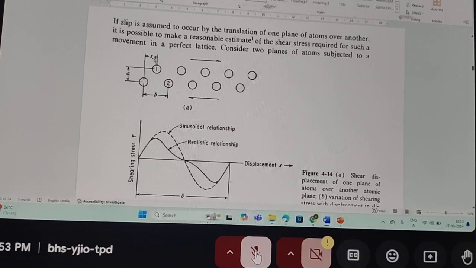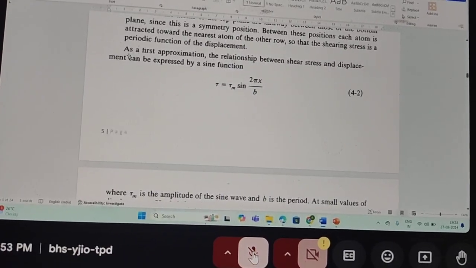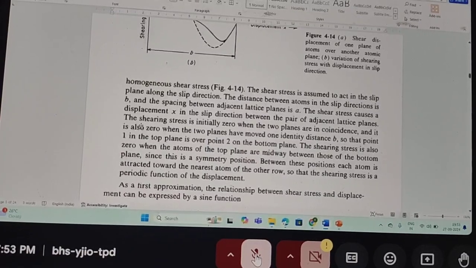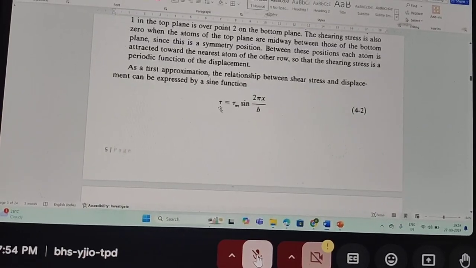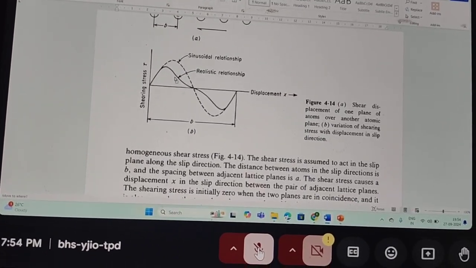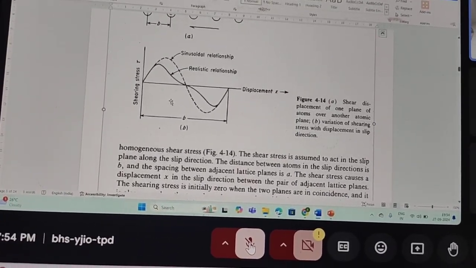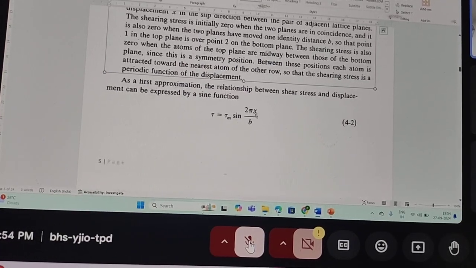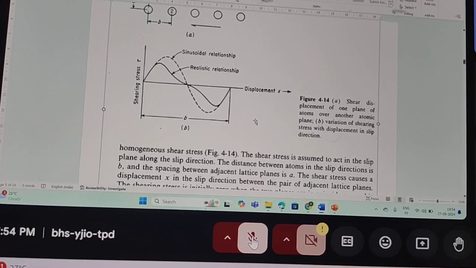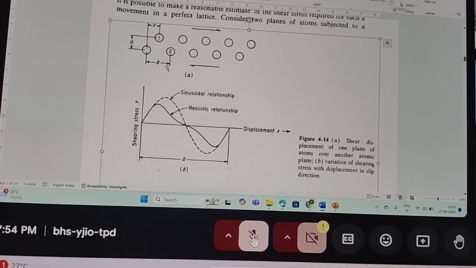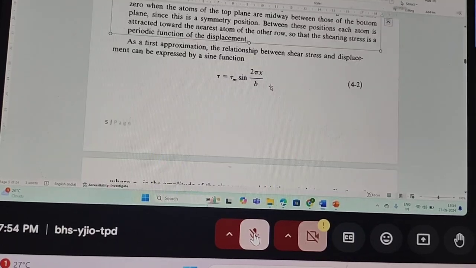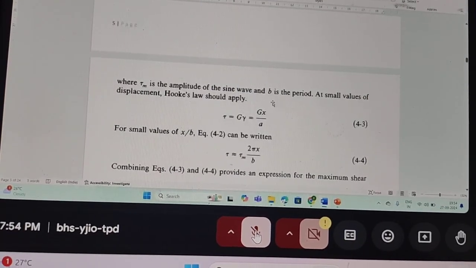Now there is a simple mathematics. The first approximation, this sinusoidal curve, is well represented by tau equal to tau m sine 2 pi x by b, where tau is the stress and tau m is the maximum stress. X is this, and b is this. So x by b is the strain. Tau m is the amplitude of the sine wave, b is the period.